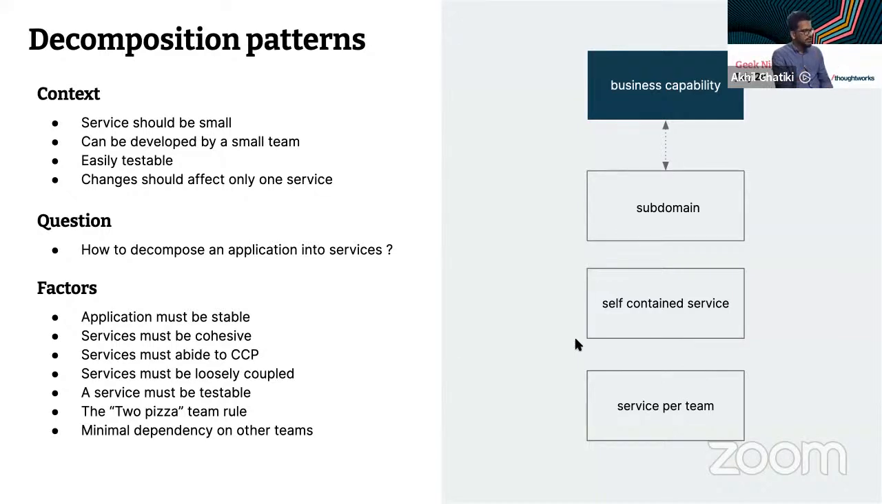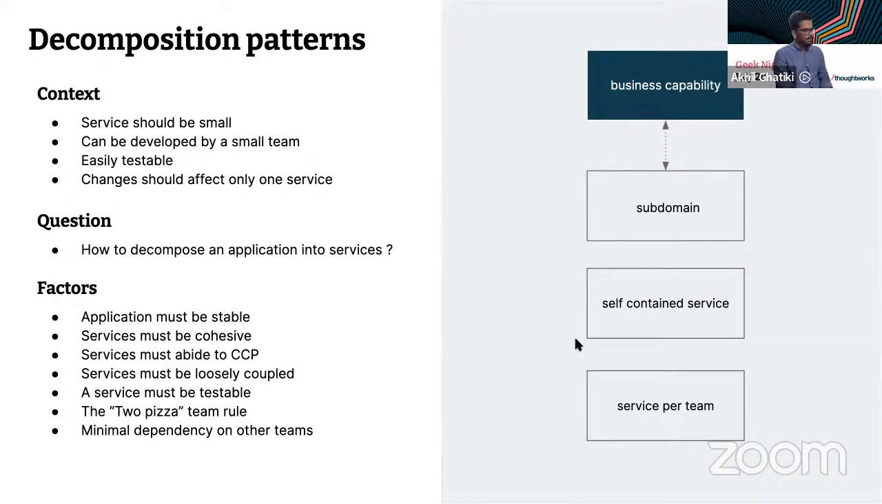So the question now is, how do you decompose the application into services? The few factors that you have here: the application must be stable, obviously, and the services must be cohesive. The point which we just discussed, similar functions should stay together in one service. So your service must abide by CCP. I don't know how many of you are aware, we call it the common closure principle. I'll just talk about that. And then it should be loosely coupled, again, the two pizza team and minimal dependency on other teams.